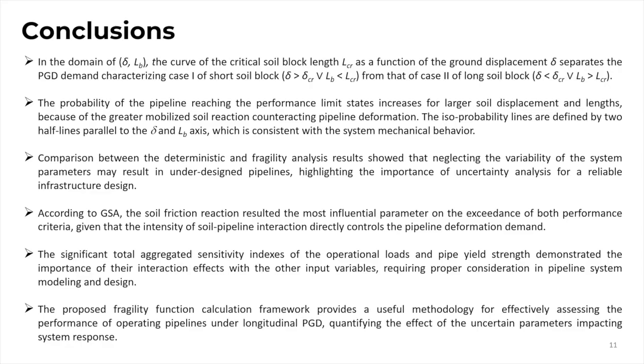According to the fragility analysis results, the probability of the pipeline reaching the performance limit states increases for larger soil displacements and lengths because of the greater mobilized soil reaction counteracting pipeline deformation. According to the global sensitivity analysis, the soil friction reaction resulted the most influential parameter on the exceedance of both performance criteria, given that the intensity of the soil pipeline interaction directly controls the pipeline deformation demand.